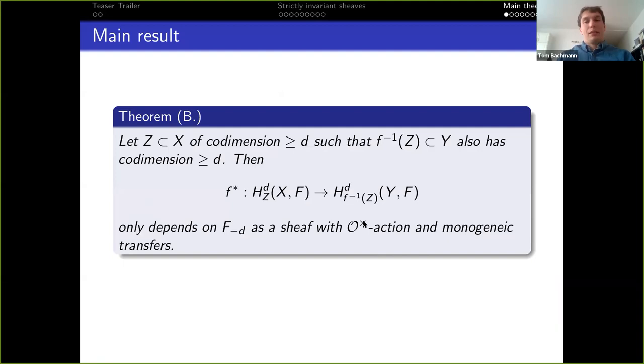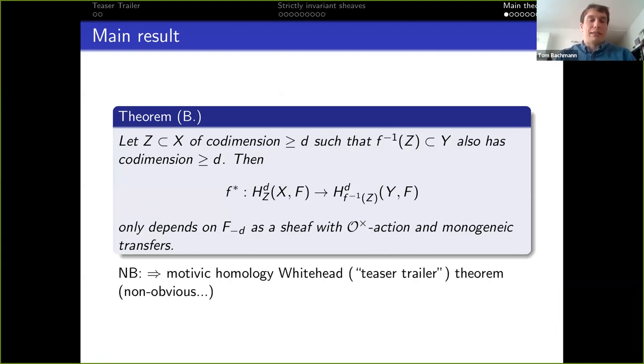And again, I feel like if I would have started with this statement, you would have all zoned out, because who cares? But so the point is that this motivic homology Whitehead theorem, which I explained in the teaser trailer slide, it follows from this and a lot of extra work. I hope in a non-obvious way, but maybe also in an obvious way. But so that's why this technical result I feel is very important.